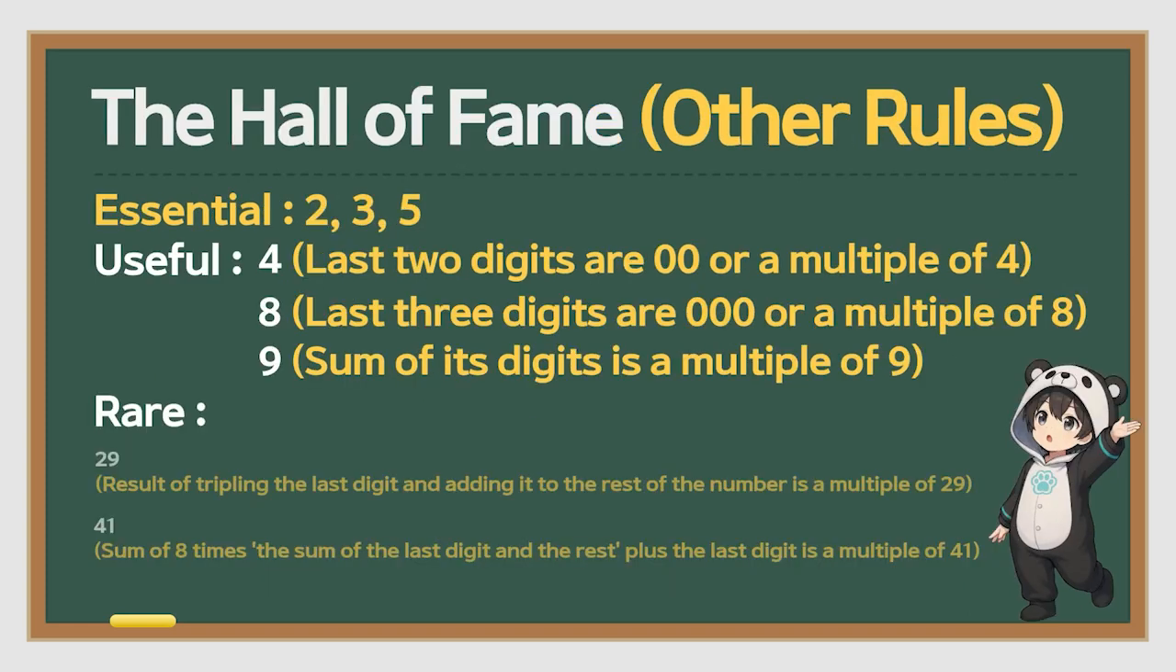There are rules for 4, 8, 9, and even crazy ones for like 29 or 41. But as a student, you only need to remember the big 3, 2, 3, and 5, and maybe 9 because it's just like 3. Forget the rest. Save your brain space for something else.